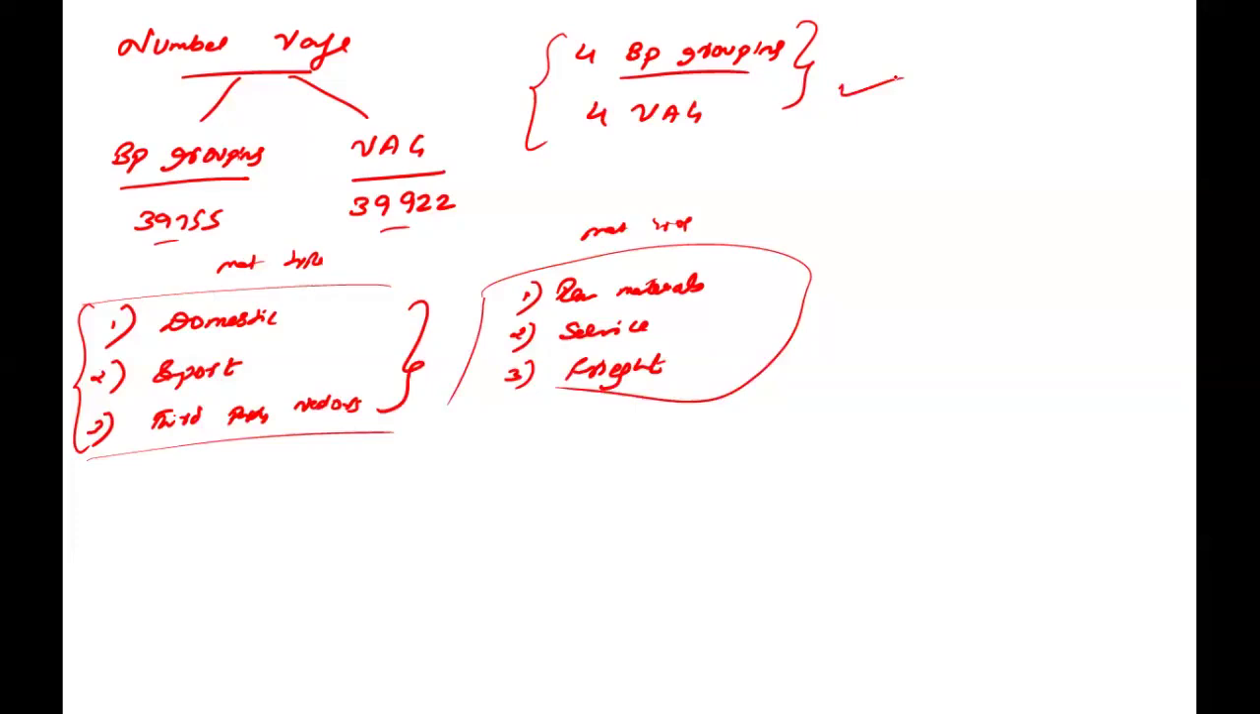And now coming to the number range. So what SAP says, when you're having 4 business partner groupings and you're creating 4 vendor account groups, as I mentioned, SAP always recommends keeping a one-on-one relationship. SAP recommends always keep one-on-one relationship. And coming to the number range also, SAP says when you're having a one-on-one relationship, keep the BP grouping and the vendor account group numbers same.